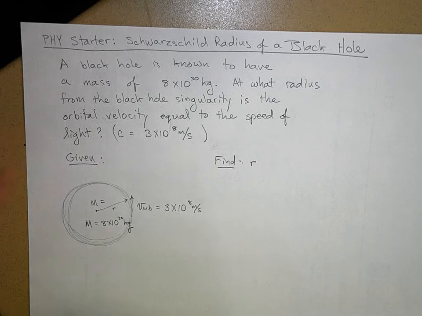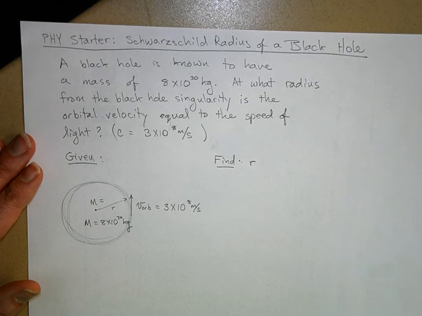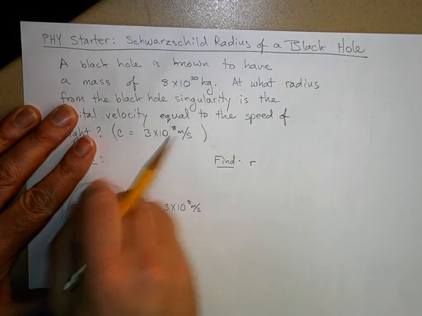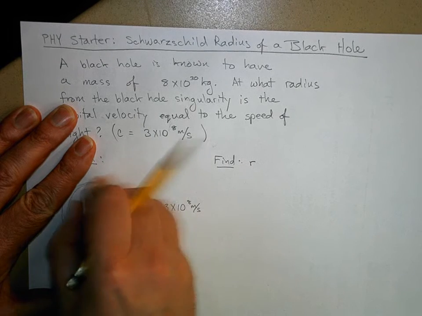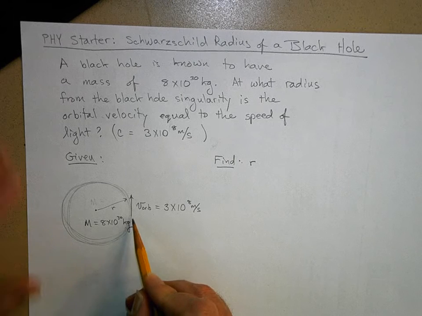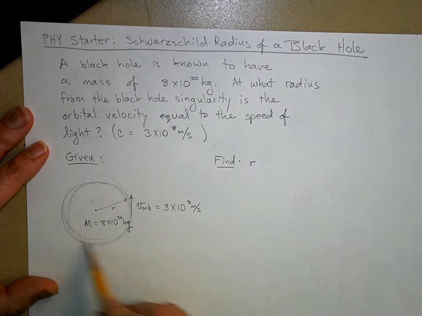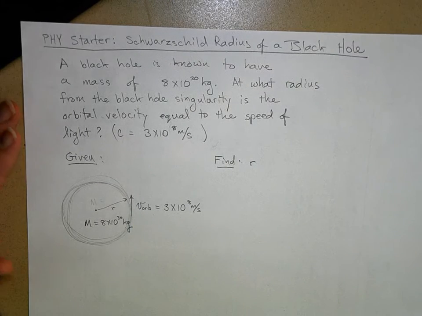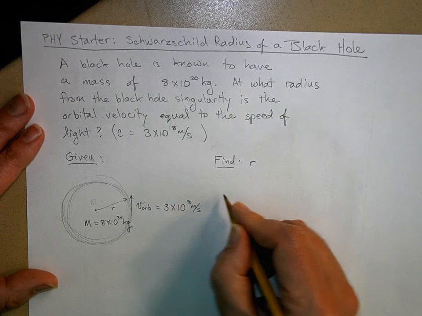So here's what's given. The mass of the singularity is given to be 8 times 10 to the 30 kilograms, and the orbital velocity is the speed of light itself. So how far from the center would that take place? If you're watching this at home, pause it and work the problem out. But I'm going to work it right now. So let's solve it.